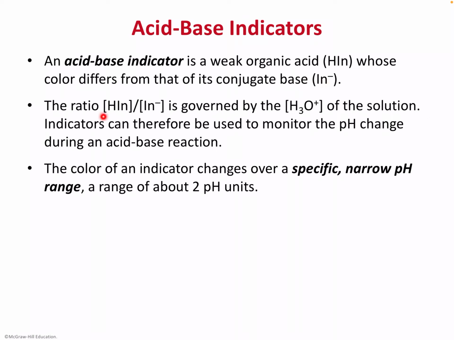So this ratio, concentration of the protonated indicator and the unprotonated indicator, is governed by the hydronium ion concentration of the solution. Indicators can therefore be used to monitor the pH change during an acid-base reaction. The color of an indicator changes over a specific narrow pH range, a range of about 2 pH units.